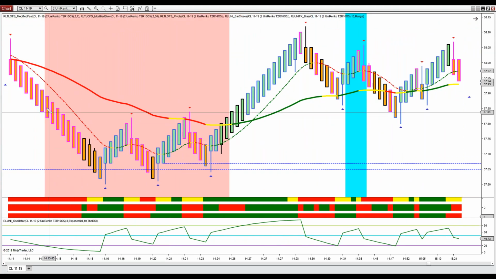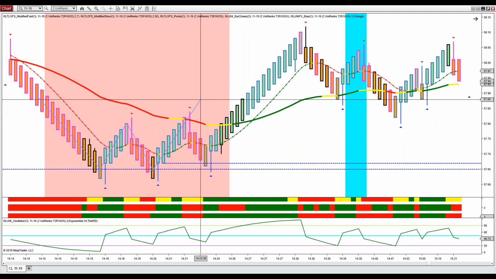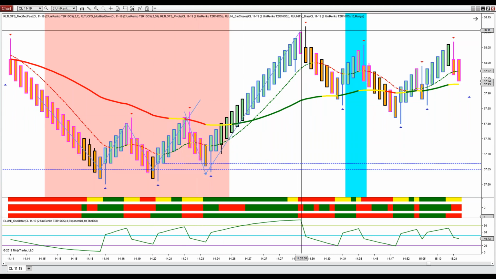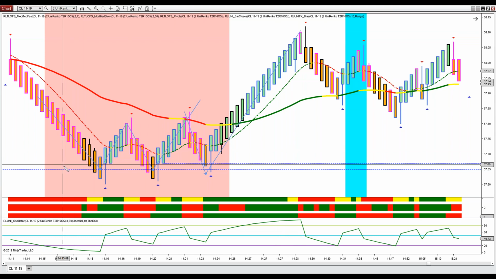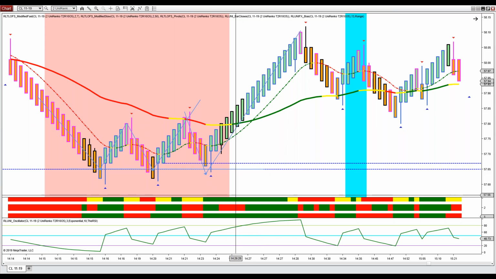Now look at what happens here. Price comes down, bounces. It comes down, it bounces. It comes down, and it turns the market. That's how powerful the pivots are, because they're created at the right spot, not at the wrong spot.